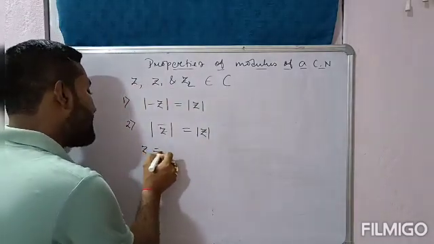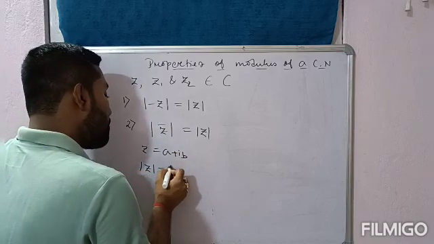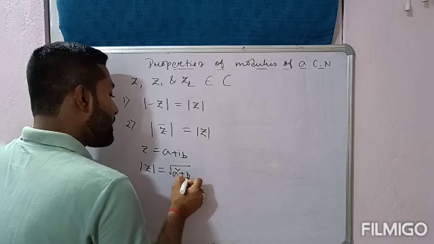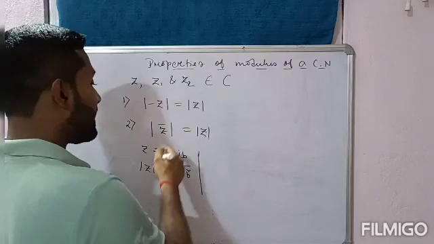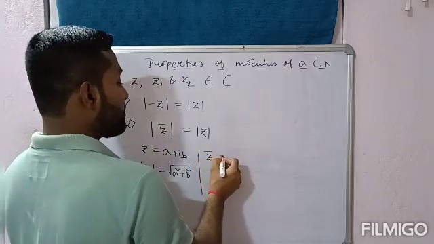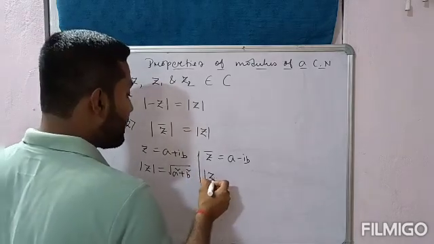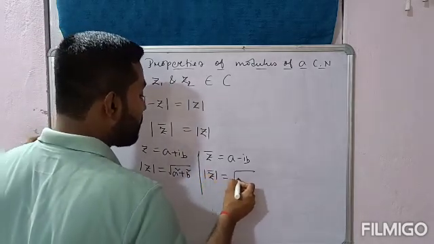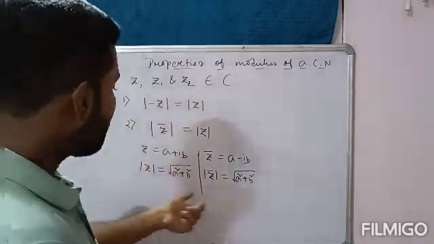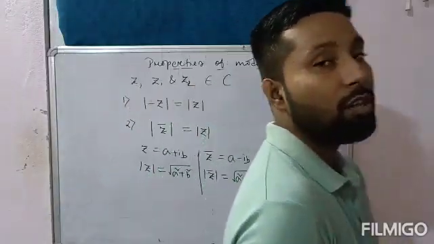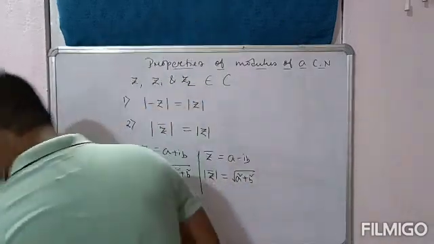Again let us consider z equal to a plus ib. Therefore mod z is equal to, we know, root over a square plus b square. Now how will the modulus of z bar be found? Let us find first z bar. So z bar will be a minus ib. If z bar is a minus ib, then modulus of z bar is equal to root over a square plus b square only. That is why we can say that mod of z is equal to mod z bar. This is property number 2.